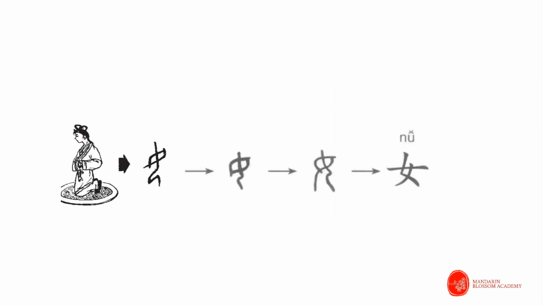The second one is 女. It means woman. As you can see, it looked like a woman kneeling down on the ground. So it means woman, 女. Now you can trace it or write it down.